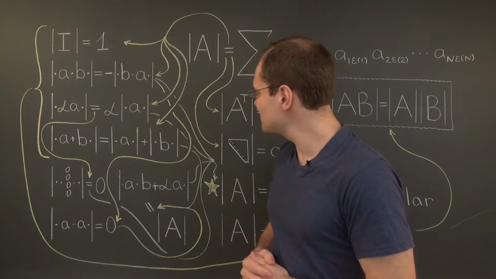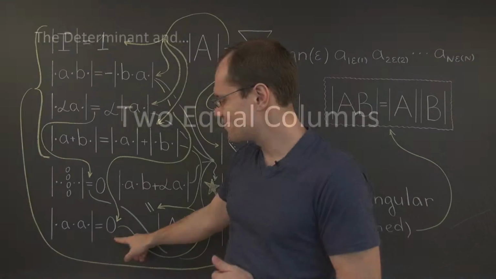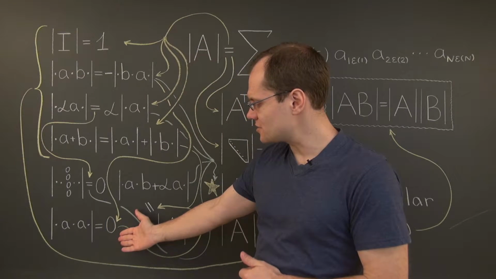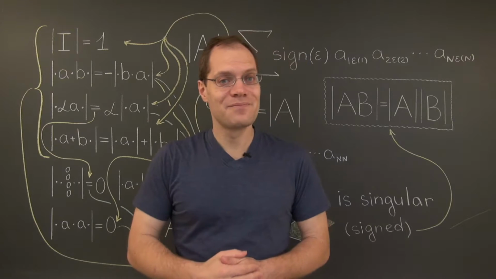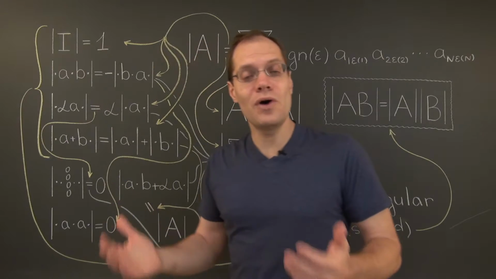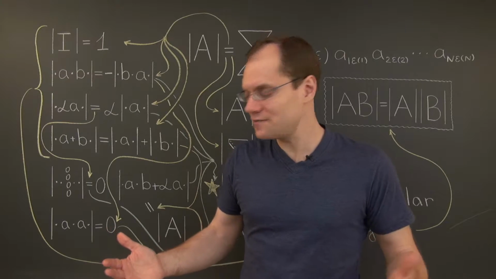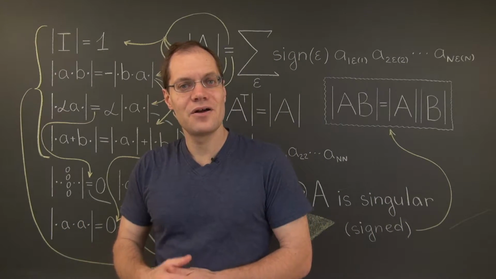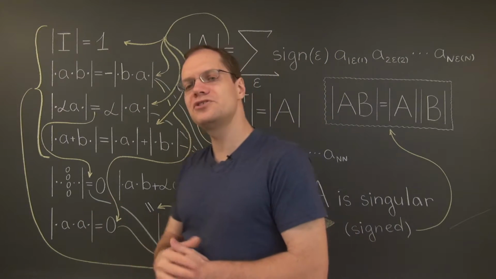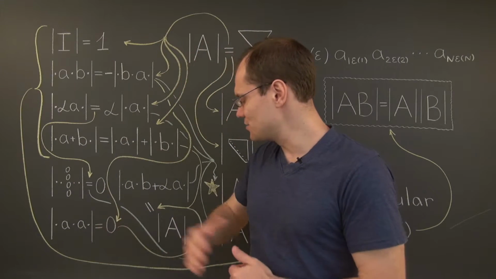One of the immediate consequences of this property is this one. If two columns in the matrix are equal, then the determinant of that matrix is 0. Why? Well, simply because if we were to switch those two columns, then on the one hand, the determinant will be unchanged because the matrix itself remained unchanged. After all, those two columns were the same. On the other hand, because of the alternating property, the determinant will change sign. And the only number that equals minus itself is 0.